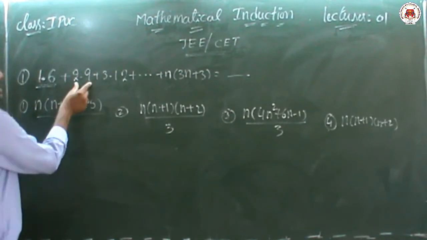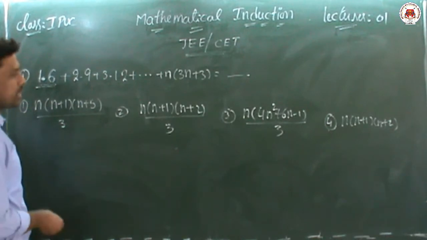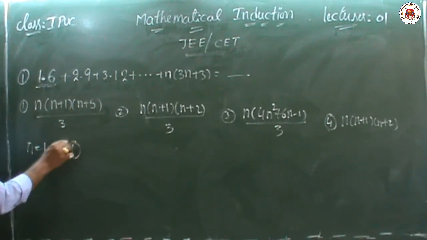n equal to 2 means this term is the first term plus the second. Okay, I'll take some examples so you can understand. So first of all, you take n equal to 1 and substitute in the first option. In the place of n, you put 1.